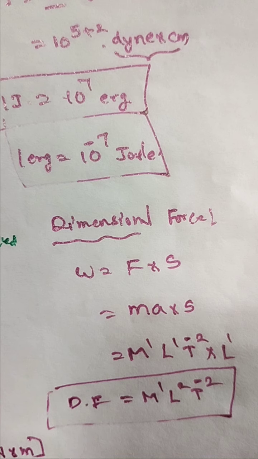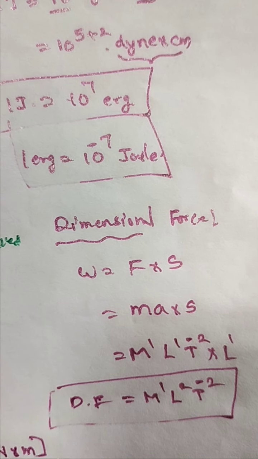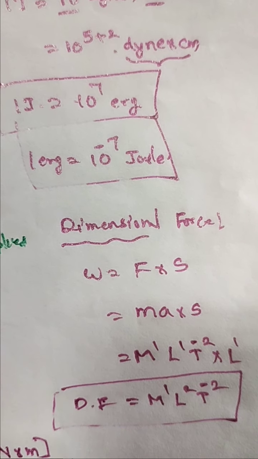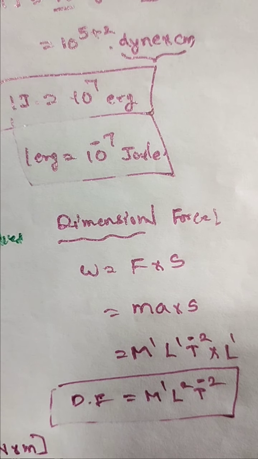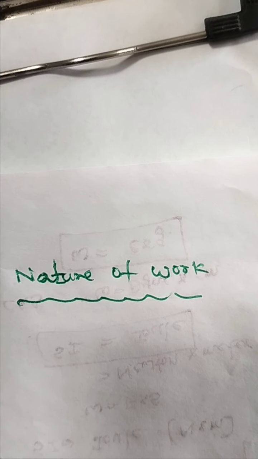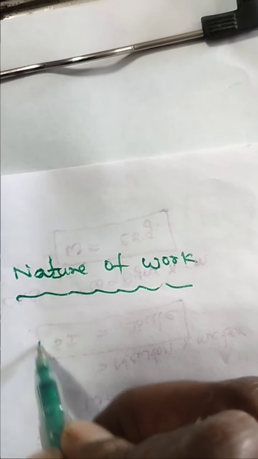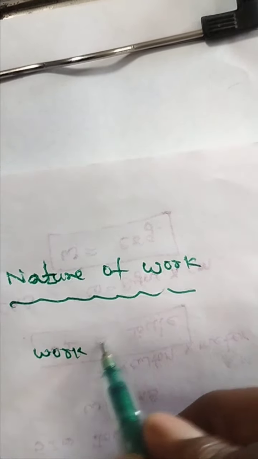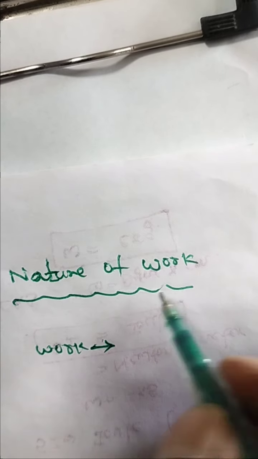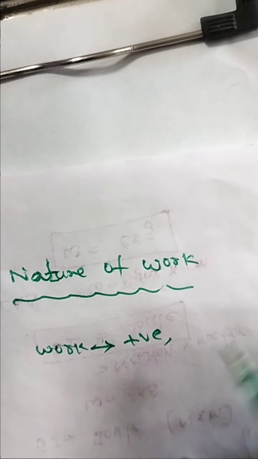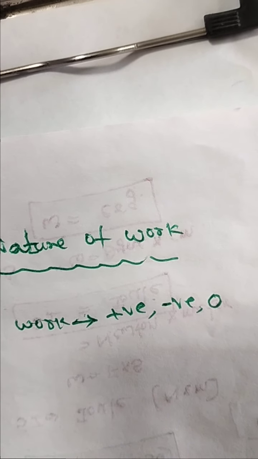So this is about work: what is the definition, what are the units, what is the conversion of the units and the dimensional formula. Now, the nature of work. What is the nature of the force? Work done by a force may be positive, may be negative, or may be zero.